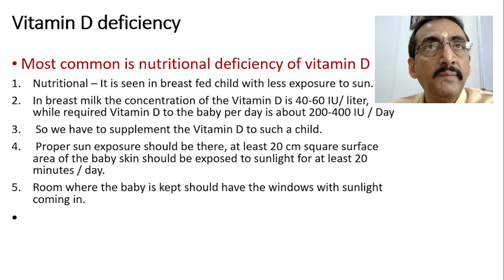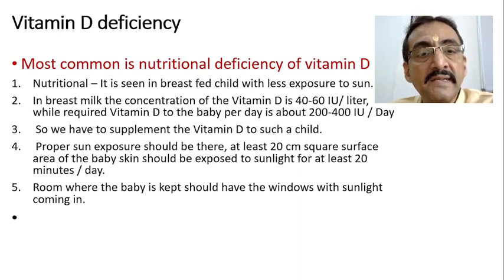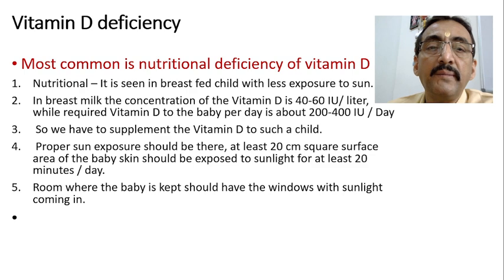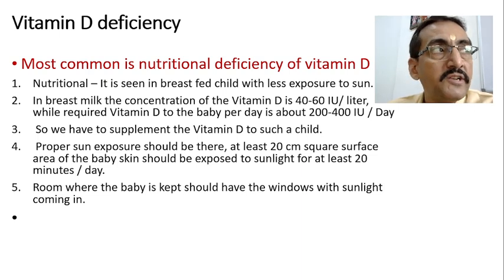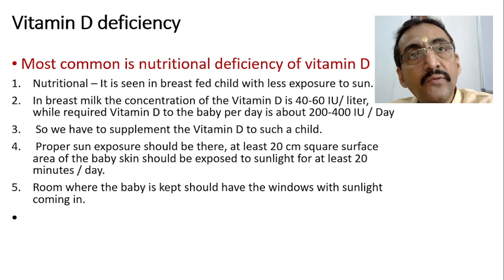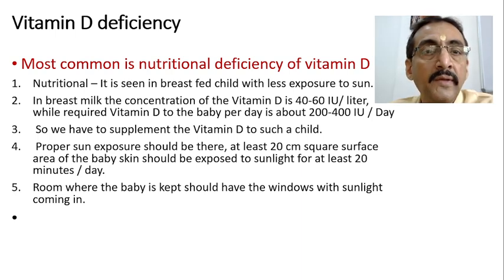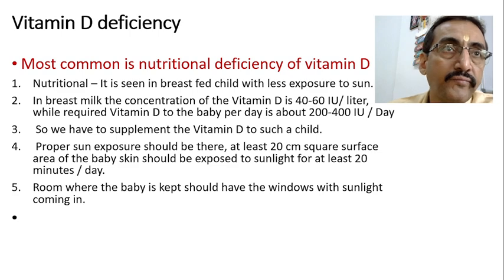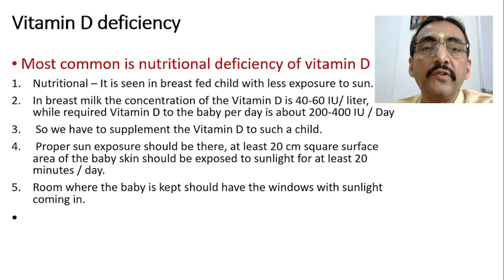Nutritional deficiency of vitamin D leading to infantile rickets is most commonly seen in the breastfed baby with less exposure to sun. Usually breast milk contains comparatively less vitamin D compared to cow's milk. It contains a small amount of vitamin D, or you can say no vitamin D. In the meantime, if that child is not exposed to sunlight periodically, then definitely it may lead to nutritional rickets, because that is one of the major causes.